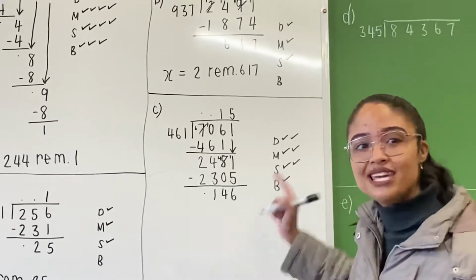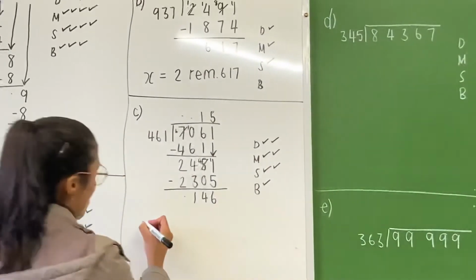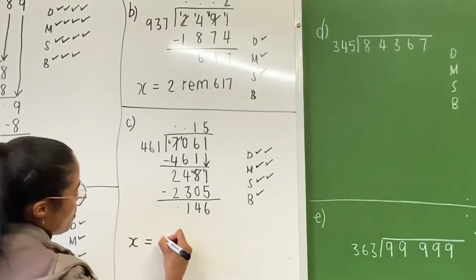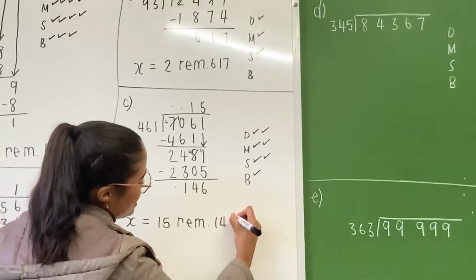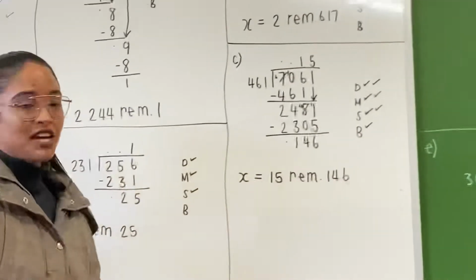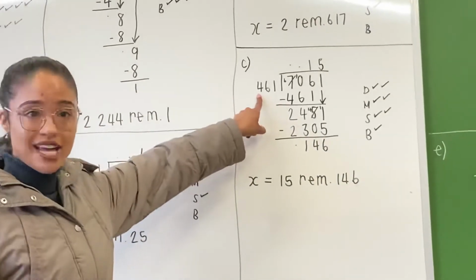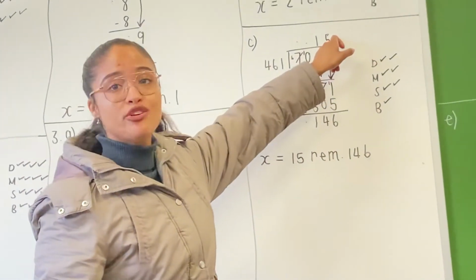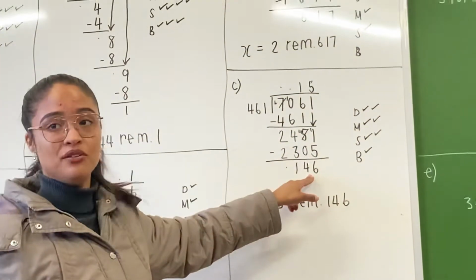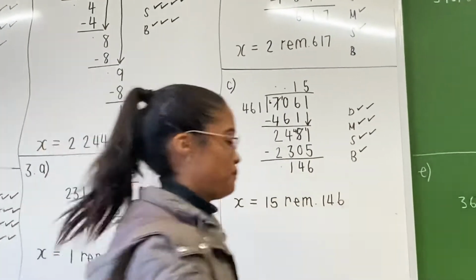If there's nothing else to bring down, your answer is x equals 15 with a remainder of 146. Let me remind you, that's your divisor, this is your dividend, this is your quotient, and this is the remainder. Okay, next sum.